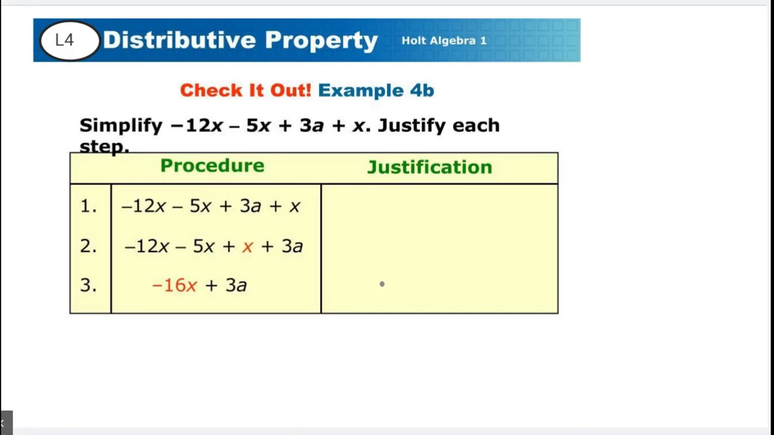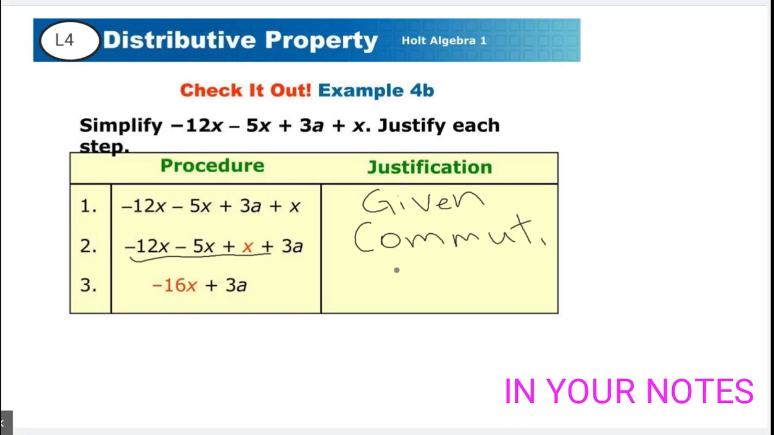Here's one more. I'm not sure if this is the last one or not. Again, this is given. And when you're writing these in the notes, just the box, that 1, 2, 3, and the procedure and justification, you could even abbreviate these words if you want. Given. Now, here's 4 terms. They moved the X ahead of the A, so commutative. I'm going to abbreviate. And then, right there, they didn't add grouping symbols, but they just combined like terms because all the X's were first. So 12 minus 5 is negative 17 plus 1 is negative 16.